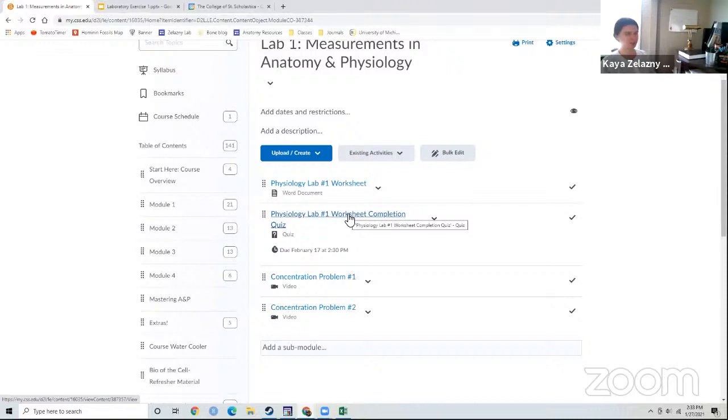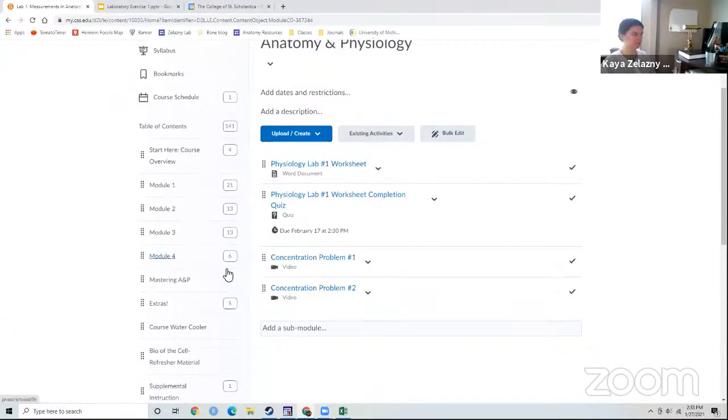This is not like a quiz. This is basically just you're filling in some of your worksheet answers, some of the concepts that you've just worked through to make sure you did lab and you understood lab. We'll occasionally have short videos that are just explanations of things we thought might be tricky in lab. So that's what these concentration problems are.